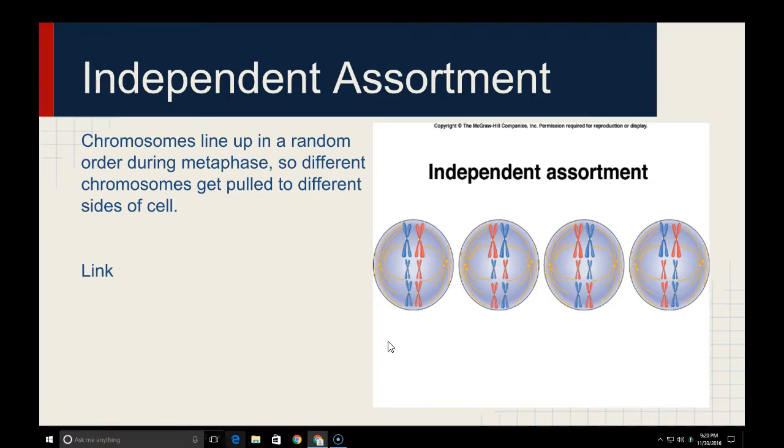Then in metaphase, when they all line up in the middle, there's a phenomenon called independent assortment. That means they line up randomly. So you never know which way they're going to line up, and you never know which side which chromosome is going to go to. And that's another way to create variation. And when you're talking 46 chromosomes, that is a ton of variation just by randomly having them line up in the middle.